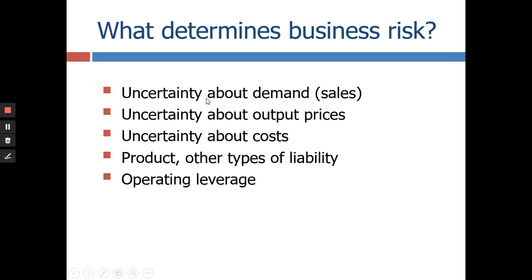So the first one is uncertainty about how much sales you're going to make next year, whether you're going to make sales or not. You're not sure. So that means that's a business risk.